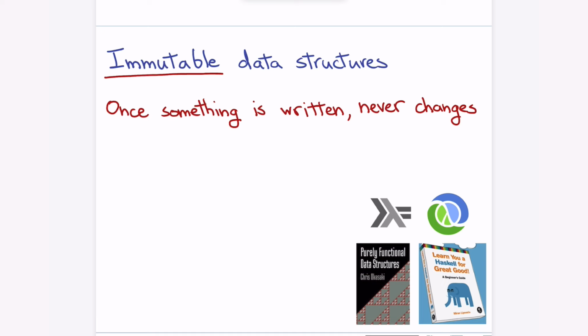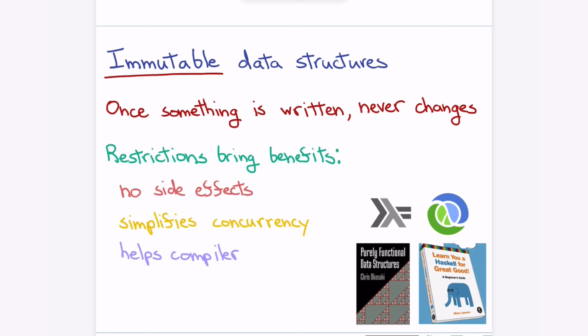So when you write something down, you just never change it. No writing in place. Now that seems strict and severe, but actually it brings a lot of benefits. This never rewrite, never change policy means you have no side effects. I have some piece of data, I give it to some other piece of code, and that code can do whatever it wants with it, but it can't change it, so I can keep working with it.